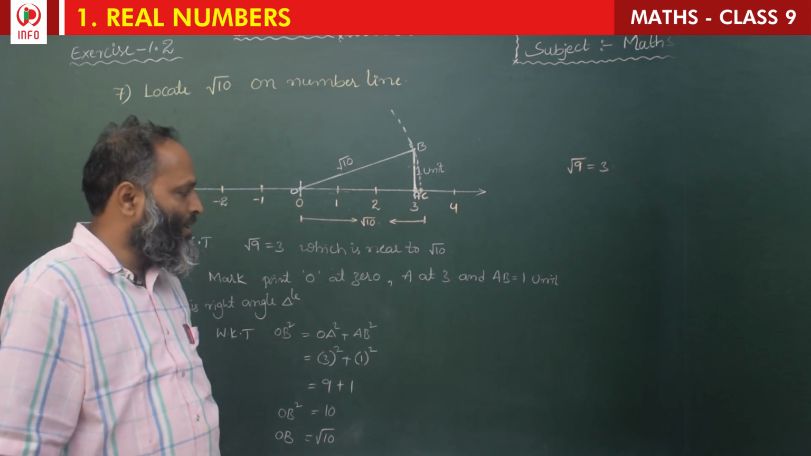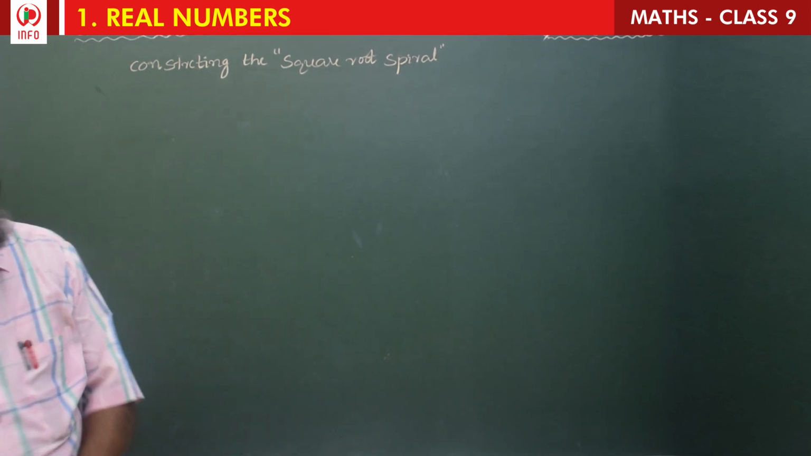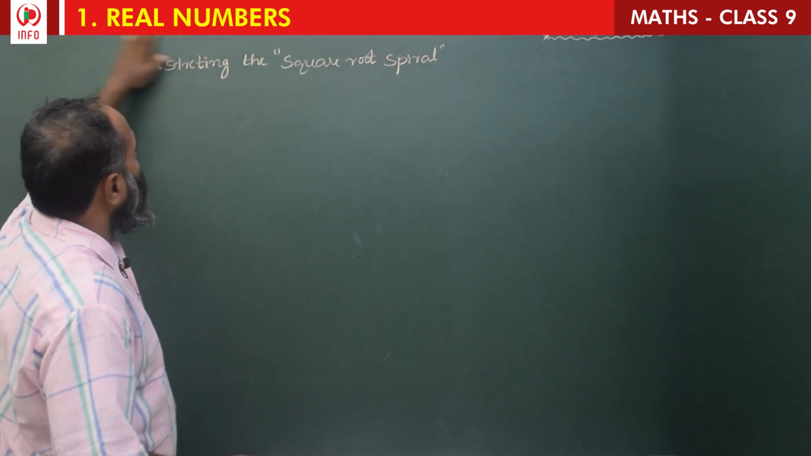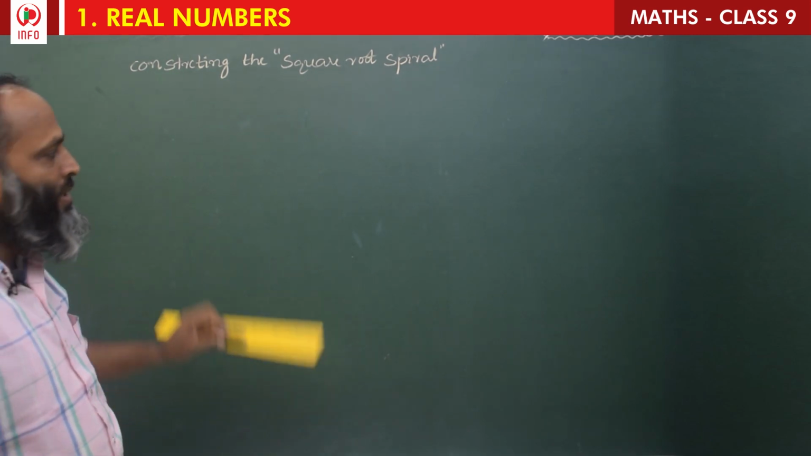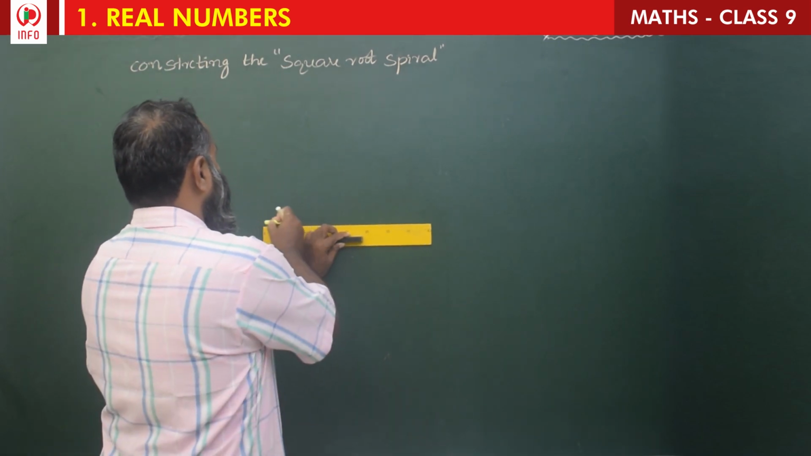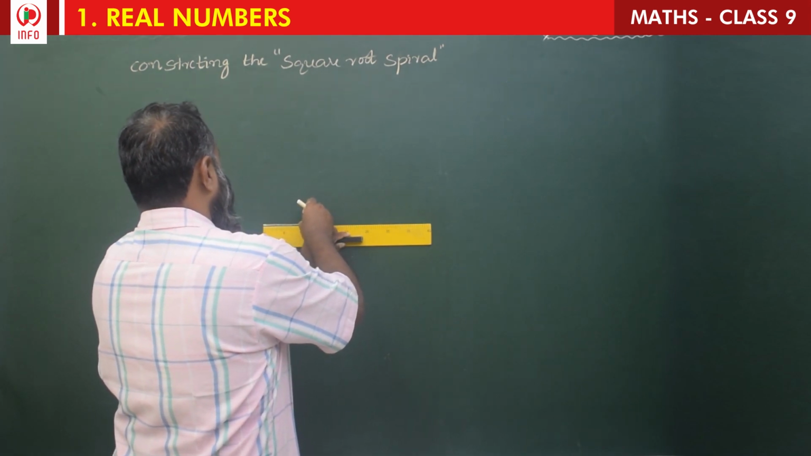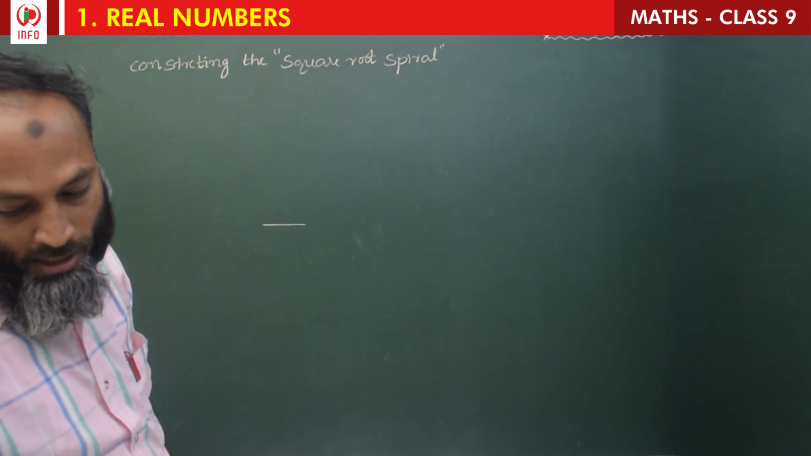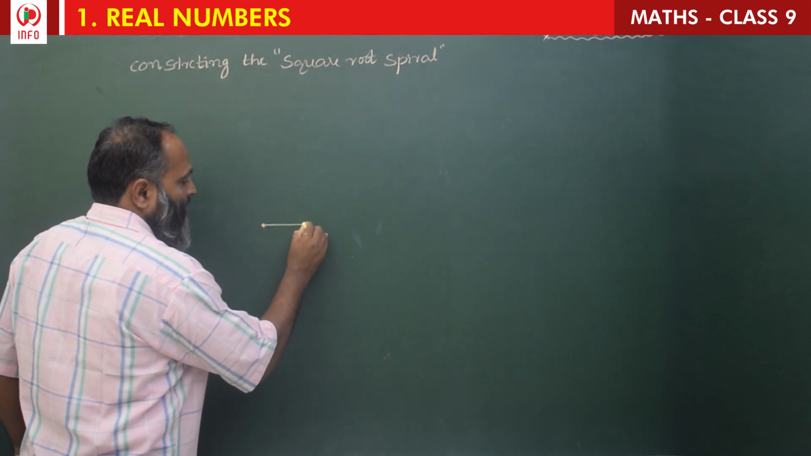Okay, students. Now the next topic is constructing the square root spiral. How to construct the square root spiral? See here, first with the help of a scale, we should draw 1 centimeter. So this is a 1 centimeter line segment. So you take OP, this is O and this is P.